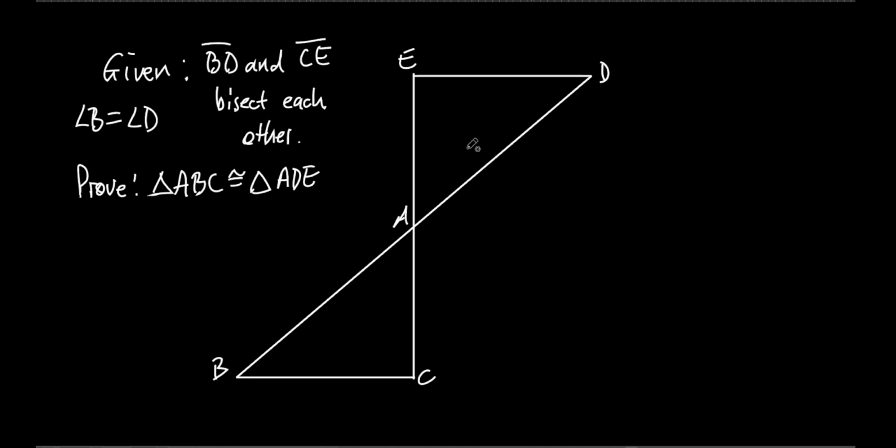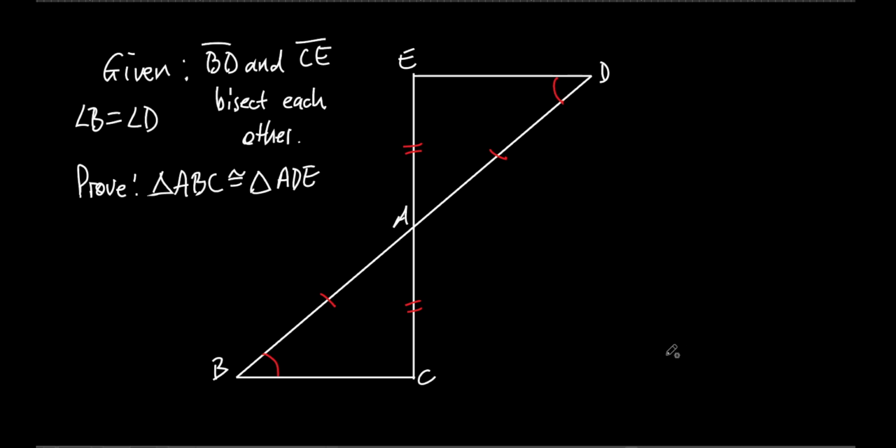It says BD and CE bisect each other. So BD, this big long line right here, and EC, they bisect each other, which means what happens then if they bisect each other? They cut each other in half, correct? So this long line BD is cut in half. So that must mean those two segments are equal to each other. EC is also cut in half. But do I put one tick mark here? No, I put two tick marks here. Okay? And what else? They tell me B and D are equal to each other. So angle B and angle D are equal to each other. So that's all the stuff that we can figure out.